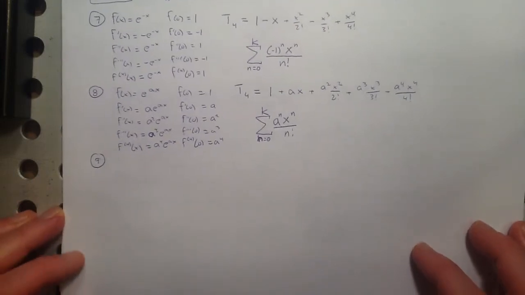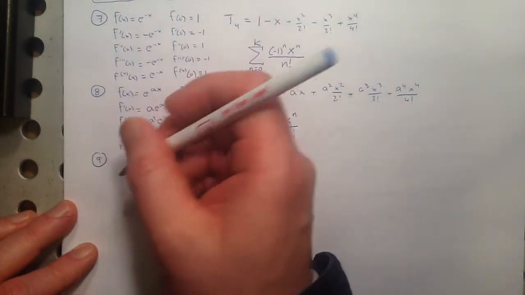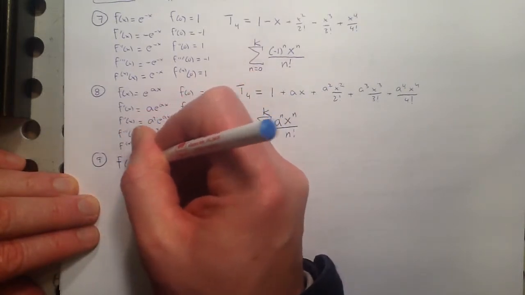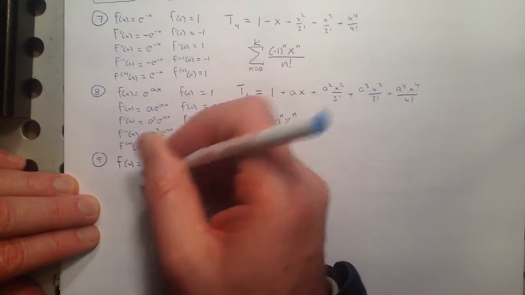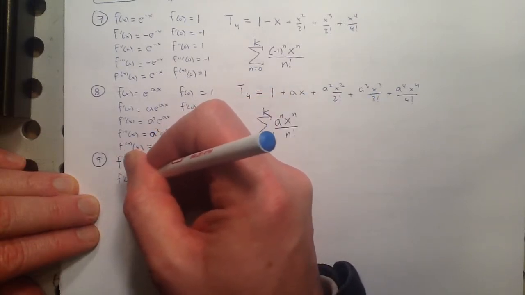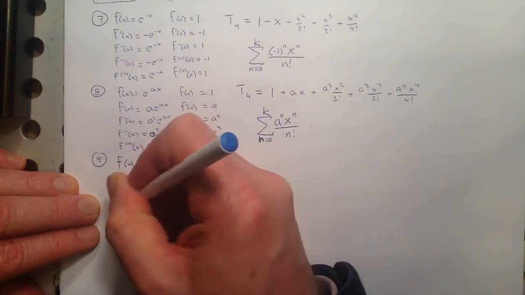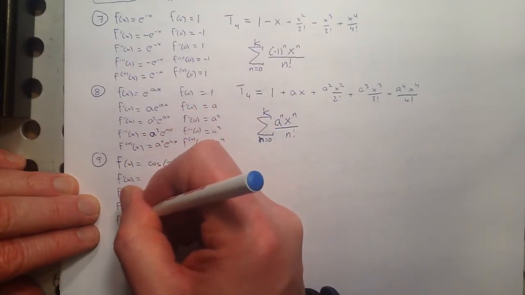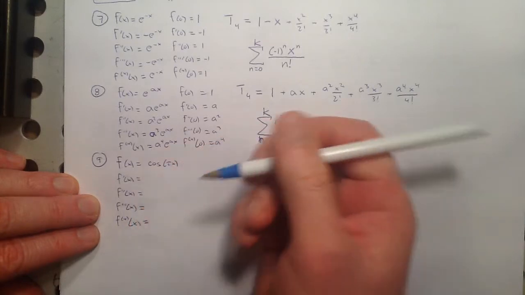Number 9. Got this time the cosine of pi x. So f of x is equal to cosine of pi x. Derivatives of sine and cosine are easy. I guess all derivatives are pretty easy for us now, right? Those were the days. All we had to do was take derivatives.